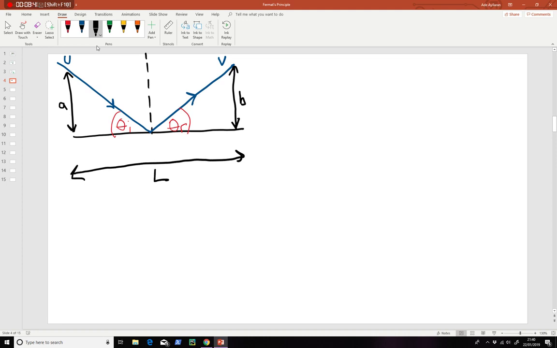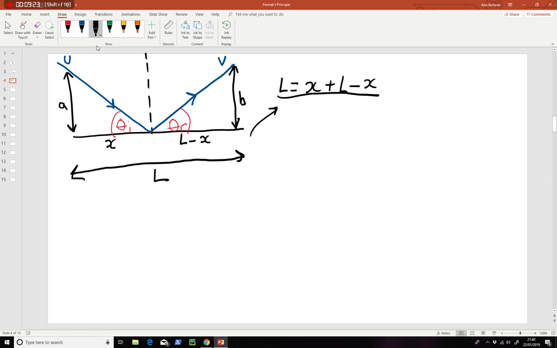But in order to allow me to solve this problem, I need to separate the initial horizontal trajectory from the final horizontal trajectory. I'm going to label this side X, just arbitrary, and I'm going to label this side L minus X. Mathematically, it should be such that the total length L equals X plus L minus X. Very, very straightforward.